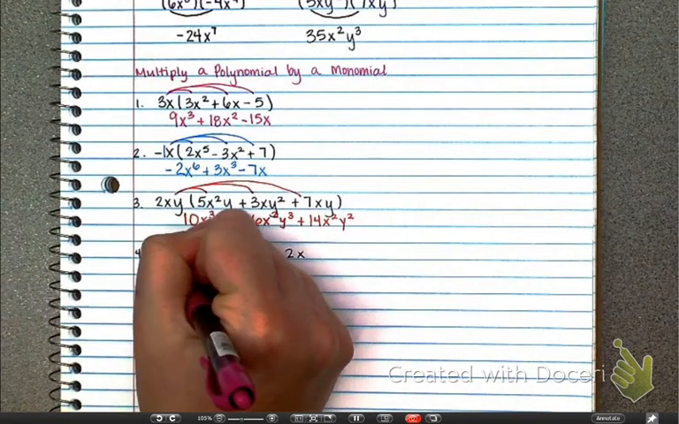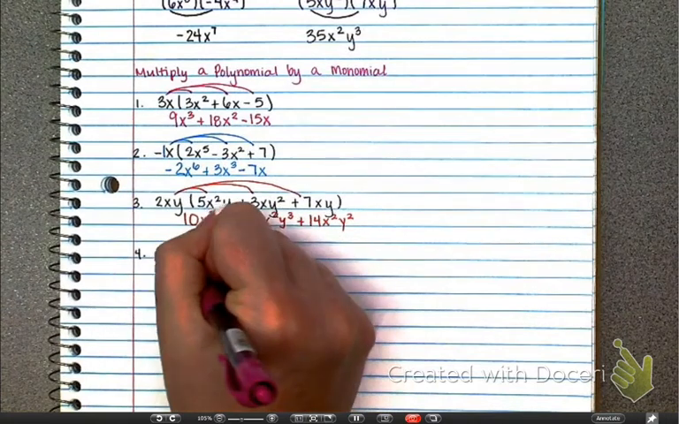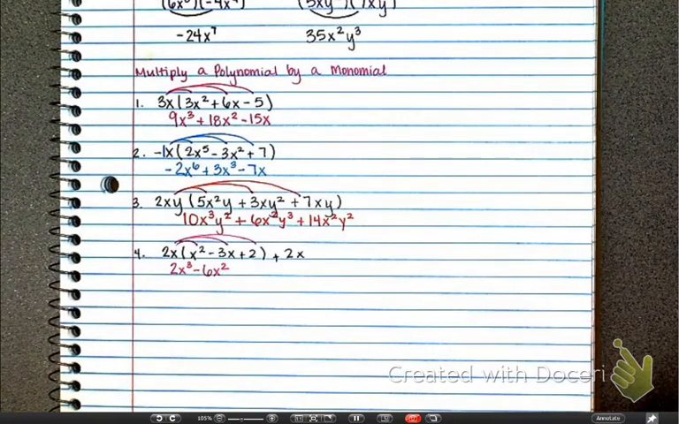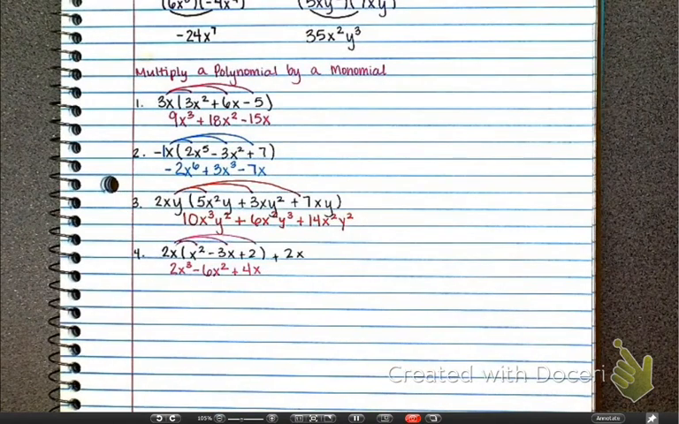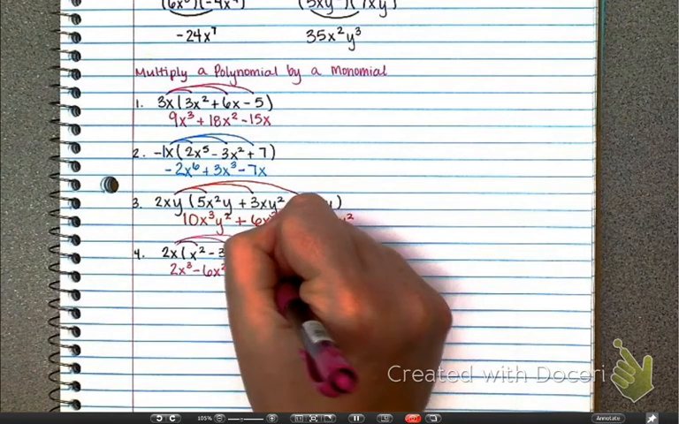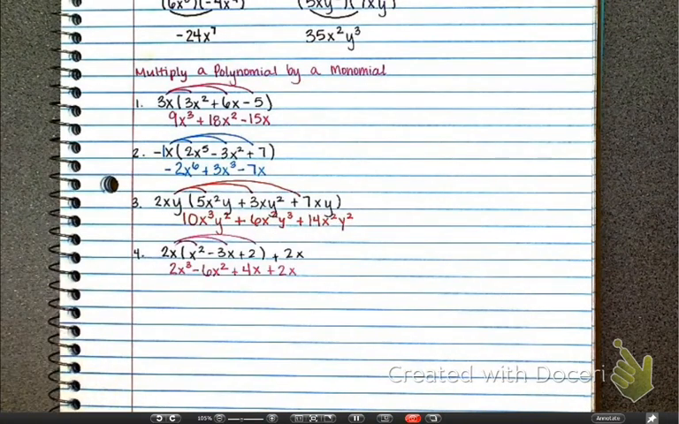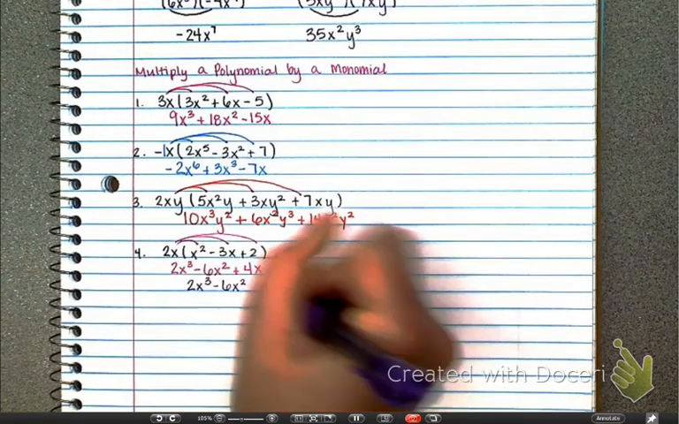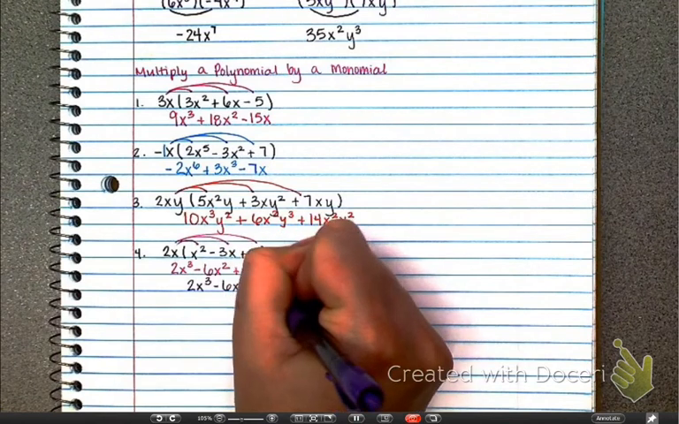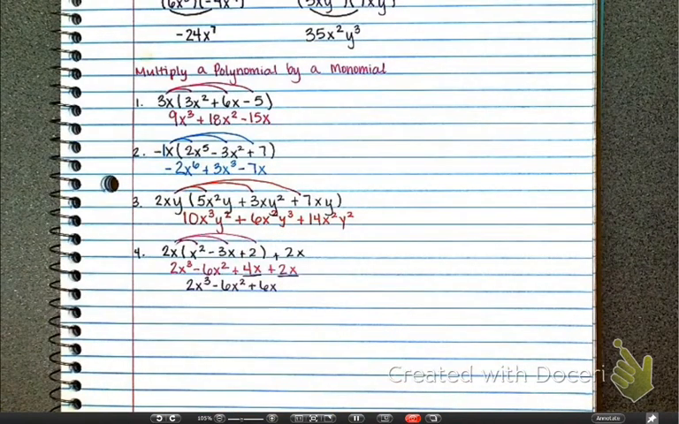So 2x to the third minus 6x squared plus 4x. Everyone okay with that? And then I have this plus 2x on the end. So if I'm rewriting in standard form, it's kind of already in that order for me. I have a 2x to the third minus 6x squared plus 6x. You have to combine those like terms at the end. Are you okay with that?